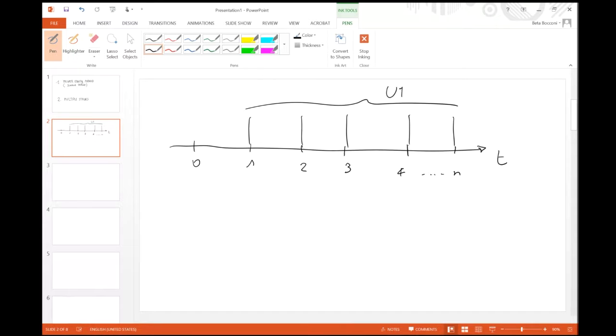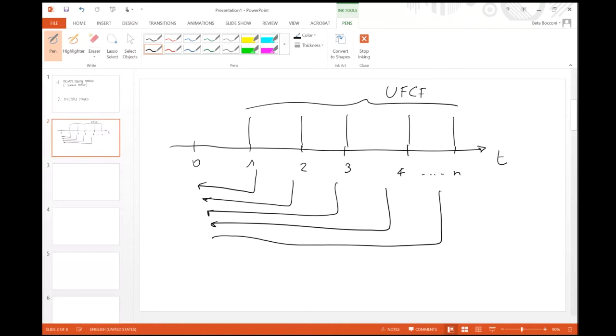These are the unlevered free cash flows of the company, and we discount them to present value using an appropriate discount rate, which typically corresponds to the weighted average cost of capital. After having done this, we get the enterprise value, and deducting the net financial debt, we get essentially the equity value of the firm.